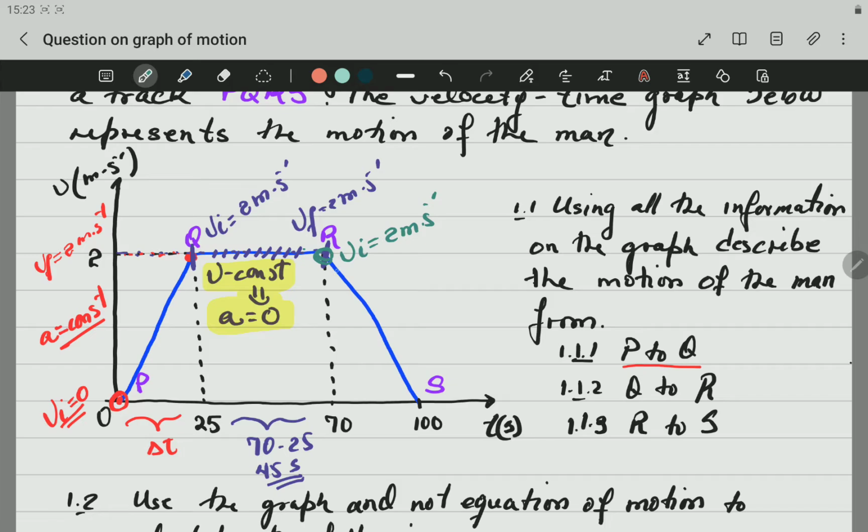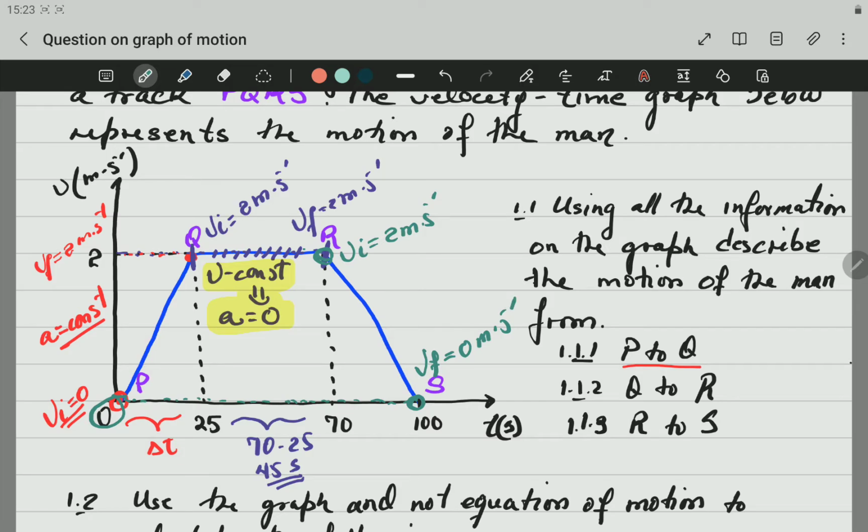Okay, and the object moves all the way up until S. Now, what is going to be the final velocity here? We have to go all the way to the y-axis here, and we can see again the velocity is going to be 0. So the final velocity at S is going to be equal to 0 meters per second.